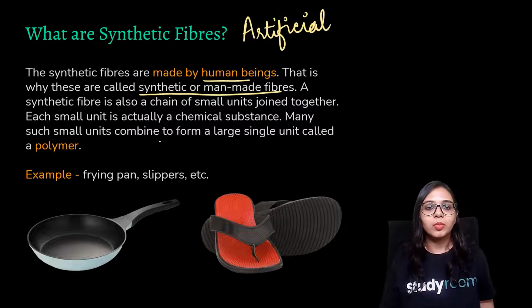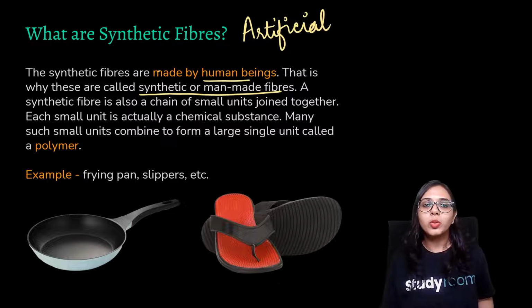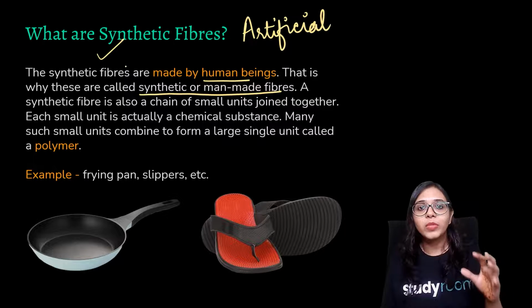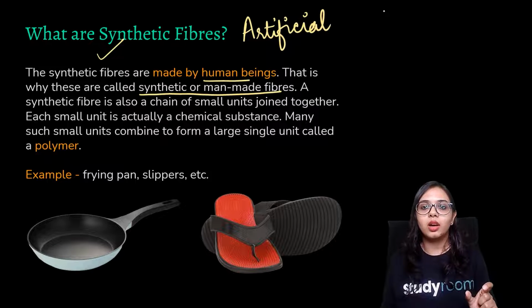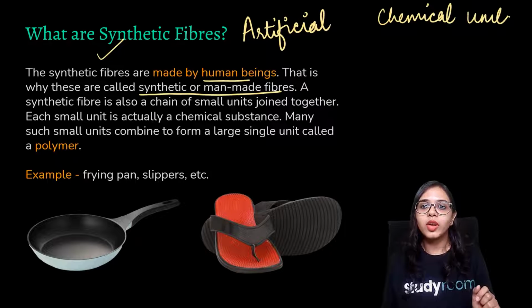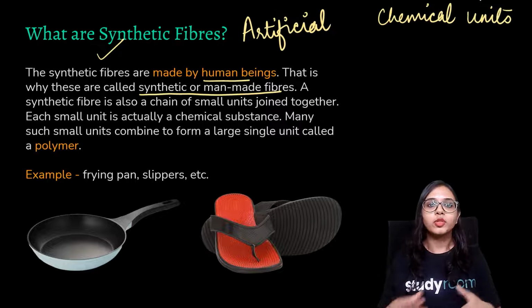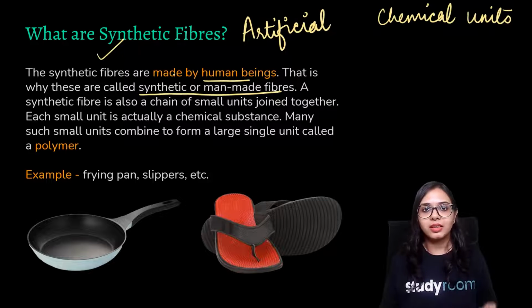A synthetic fiber is also a chain of small units joined together. What happens is that from fiber we get yarn, and from yarn we get fabric. But when we make it artificially, it is made up of some chemical compounds, or chemical units. These are very small units. They are joined together, and when these small units are joined in a large number, interlocked, interwoven, then we get this synthetic fiber.